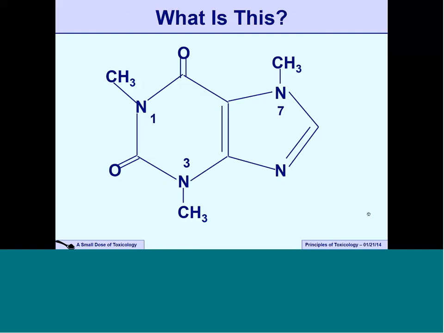Anybody know what compound this is? This is a really important compound. It demonstrates many of the principles of toxicology. I'll bet some of you have this sitting on your desk right now. And yes, you guessed it, it's caffeine, 1,3,7-trimethylxanthine. And this is an important compound. It's the most widely consumed stimulant in the world. It's got some really interesting properties that make it a very desirable compound, and the coffee and cola companies make a fortune off its principles.